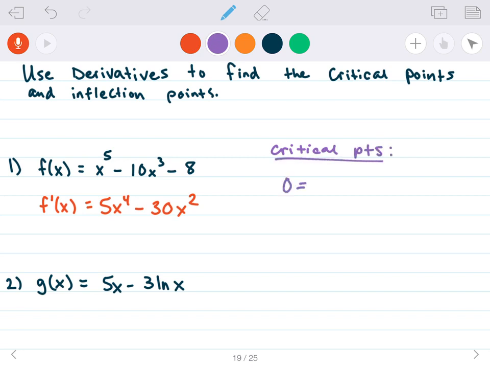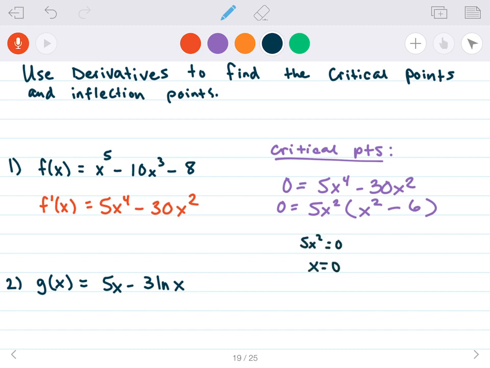So I have 0 equals 5x to the 4th minus 30x squared. From here, I can factor out a 5x squared. That's the biggest thing I can take out of both 5x to the 4 and 30x squared. And what I'm left with is just x squared minus 6. And from here, I can set each individual factor equal to 0. So 5x squared equals 0. That's going to give me x equals 0. Divide by 5 and take the square root.